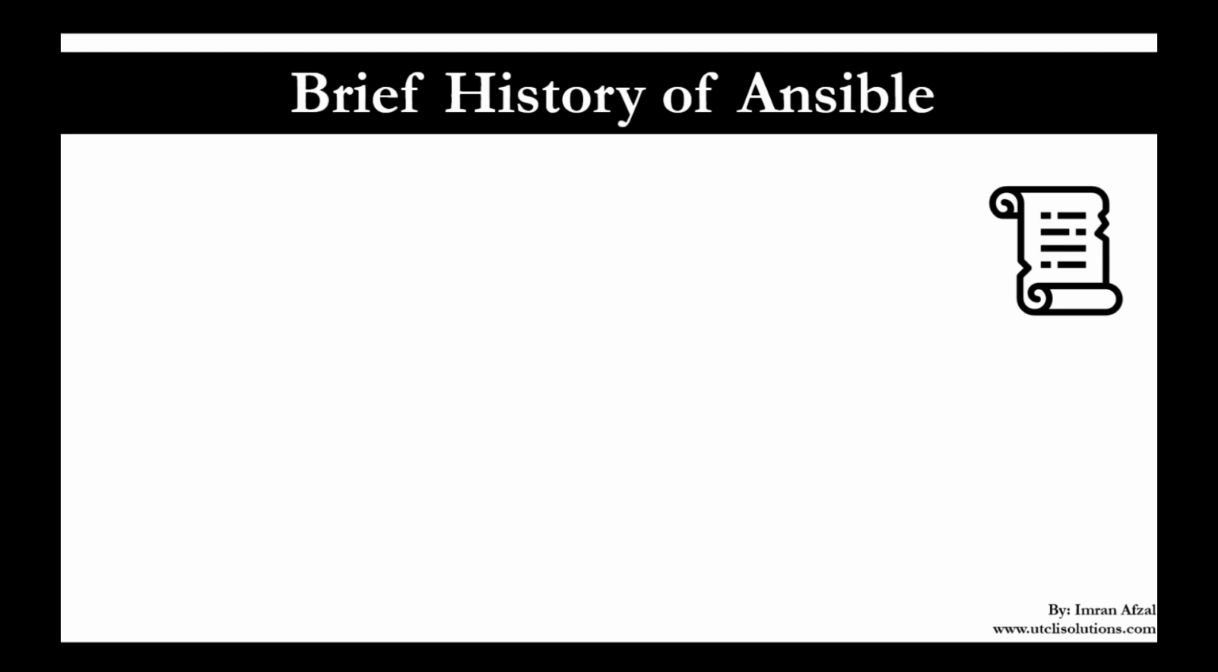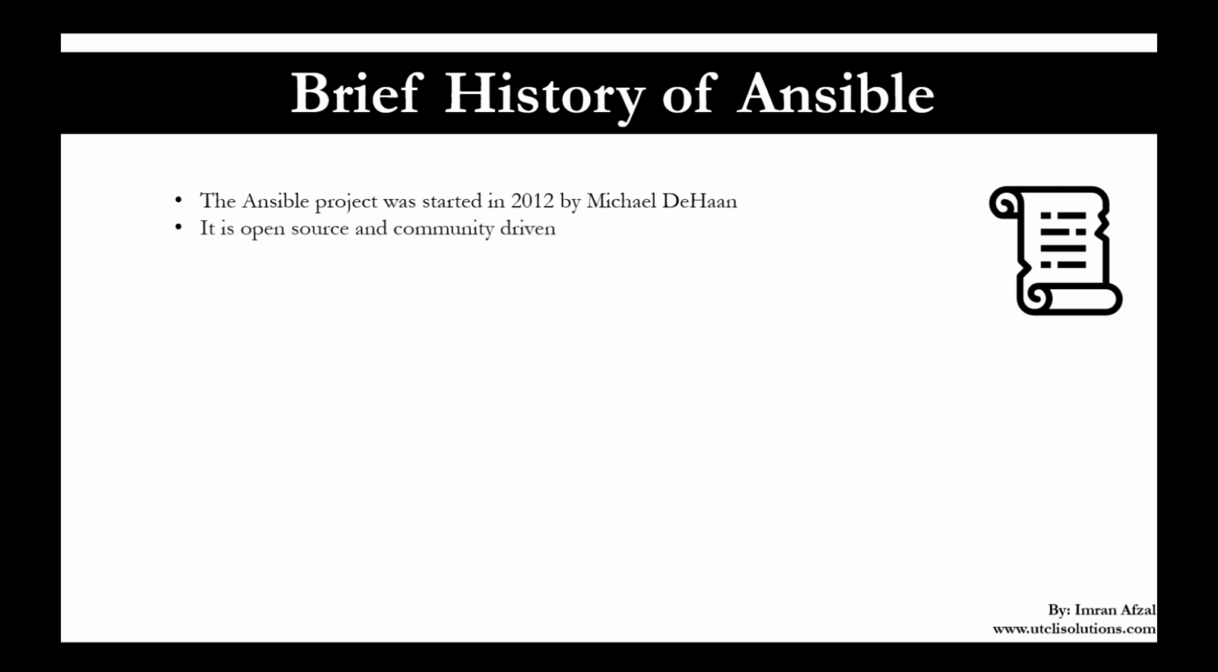In this video, we will cover a brief history of Ansible. The Ansible project was started in 2012 by Michael DeHaan. It is open source and community driven, and I'm sure you know what open source and community driven means: people get together from different parts of the world toward one goal to build a tool. And open source means you could build your own code and add that to the tool to enhance its features.